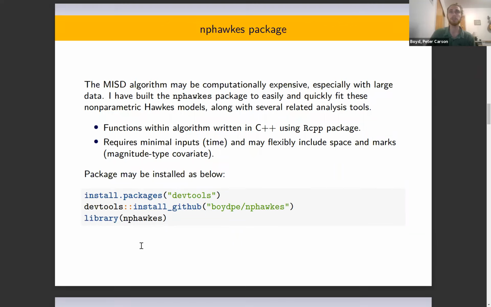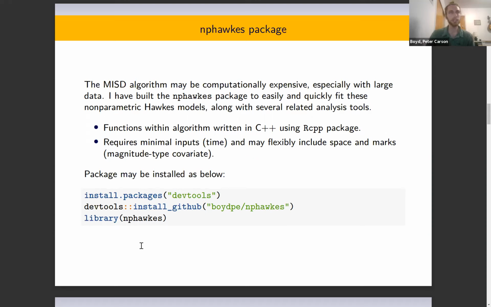that was largely written in C++ along with R, using the Rcpp package to sort of fuse the two. And it's nice in that it requires fairly minimal inputs. You must use time, but things like space and magnitude can be included if the data has them available.